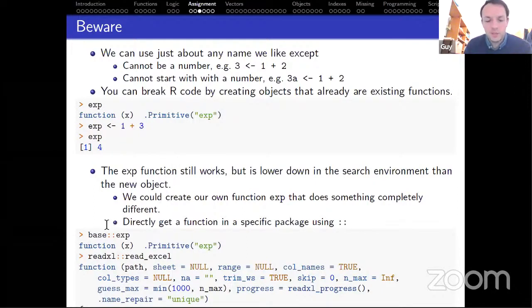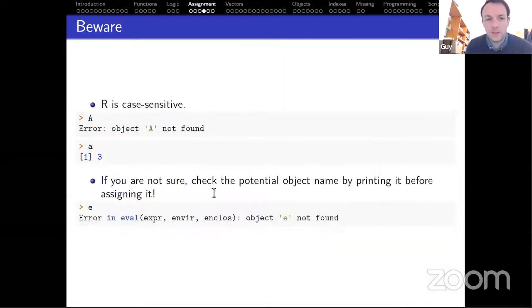Okay. This last point is just saying we can still directly call any function from any package by using this format, where we put the package name, then 2 colons, and then the name of the function, and it will allow us to get to the exp function. So you don't truly delete it; it still exists. We can still get to it, but it makes things a bit more difficult.